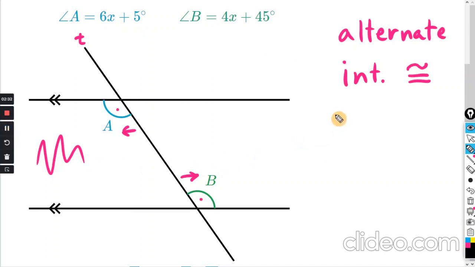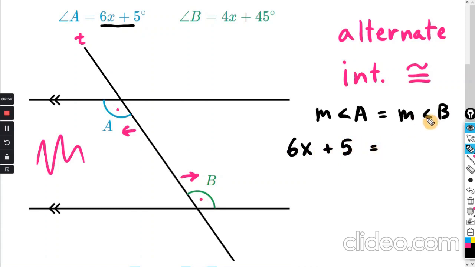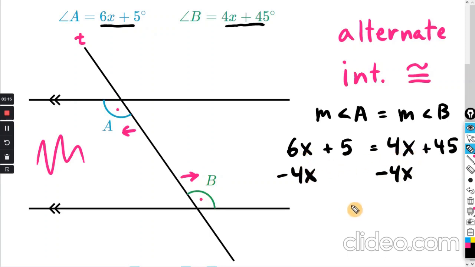So the measure of angle A is going to equal the measure of angle B. Okay, measure of angle A is 6x plus 5. Measure of angle B is 4x plus 45. Okay, solving for x, I want x's on one side. I'm going to subtract 4x from both. Okay, I usually get rid of the smaller x first, since 4x is less than 6x. You don't have to, but I like doing that, so when I subtract, I get a positive number.